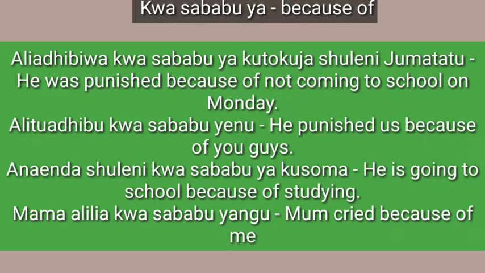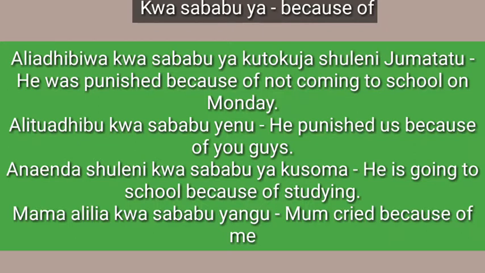Kwa sababu ya, because of. Aliadhibiwa kwa sababu ya kutokuja shuleni Jumatatu. He was punished because of not coming to school on Monday. Alituadhibu kwa sababu yenu. He punished us because of you guys. Anaenda shuleni kwa sababu ya kusoma. He is going to school because of studying. Mama alilia kwa sababu yangu. Mom cried because of me.